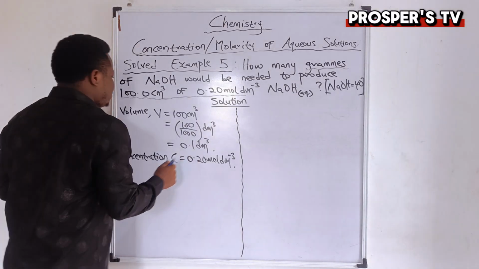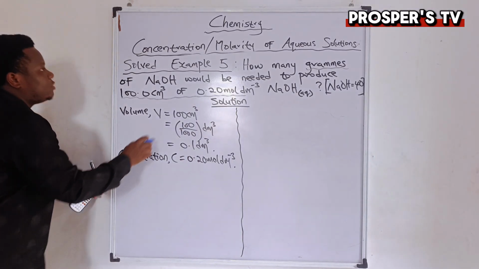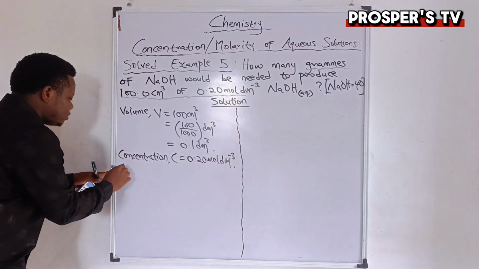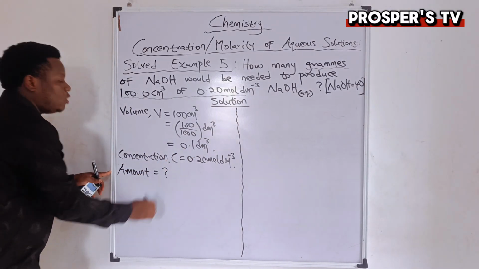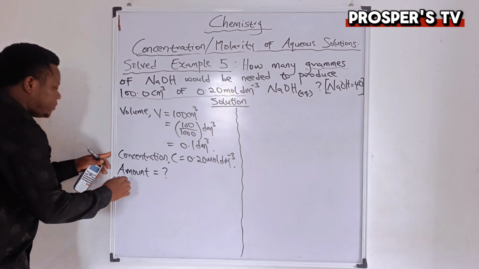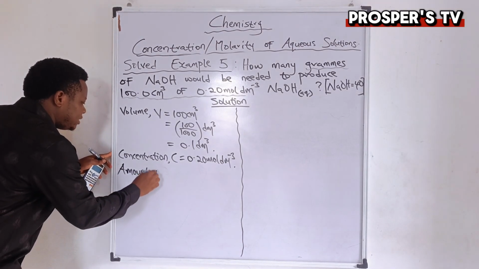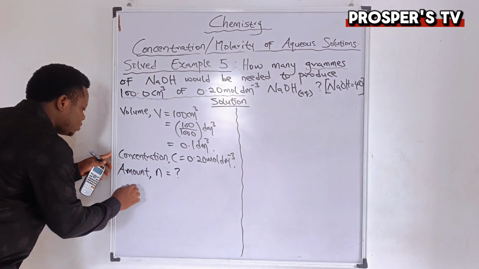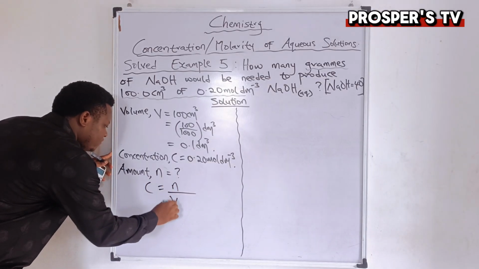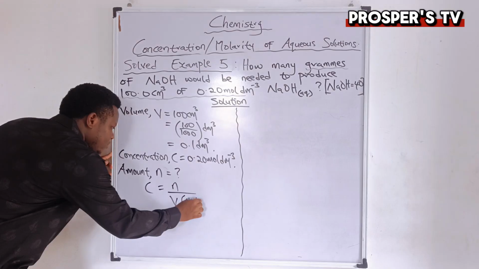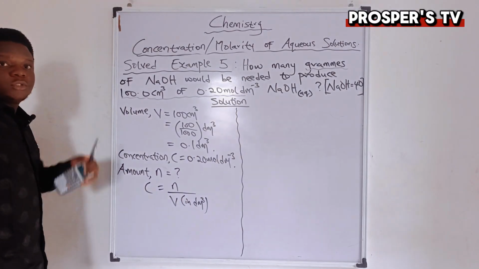Okay, but then we are not given the amount. The question says how many grams. So the amount wasn't given; the amount is unknown. So you simply write a formula. The symbol for amount is N, which is unknown. We all know that concentration is equal to amount over volume in dm cube. This is the formula I've given to you.